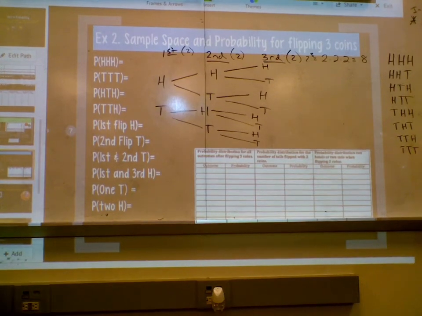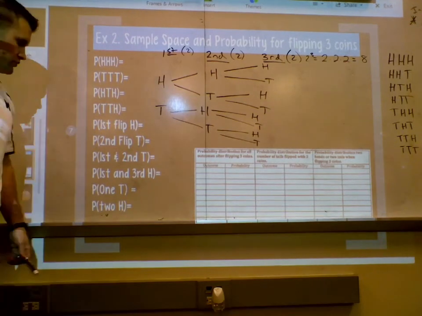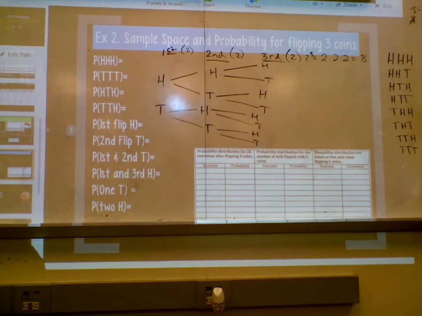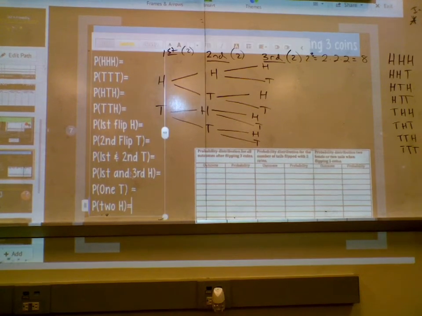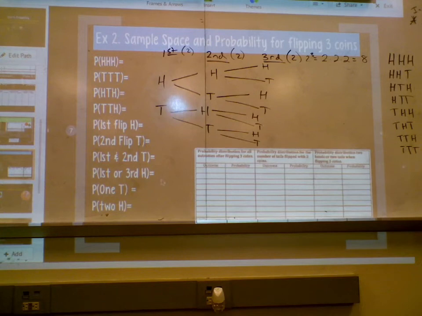First or third, so it doesn't matter. No, first and third. It says 4. It says or on yours? Yeah. For that one? Probability first or third. Oh, fix that then. So you have first and second, and first or third. No, it just says first and second for tails, and then it says first or third for heads. Right.